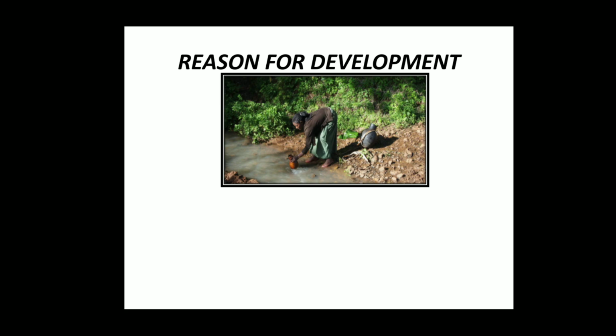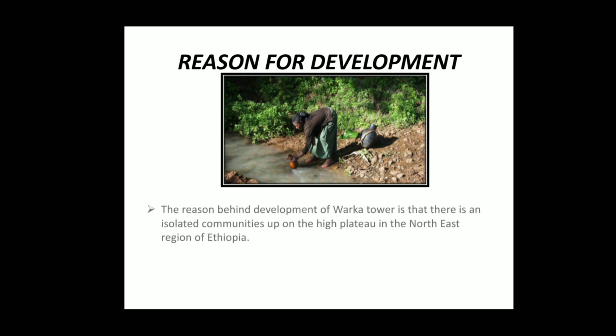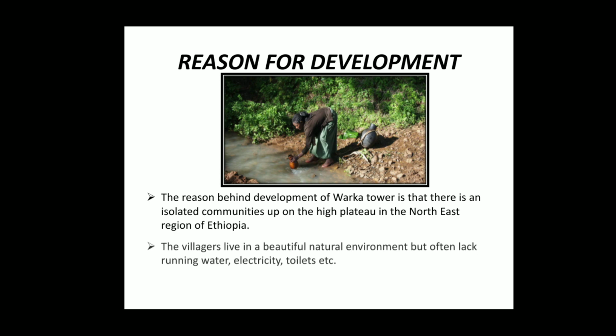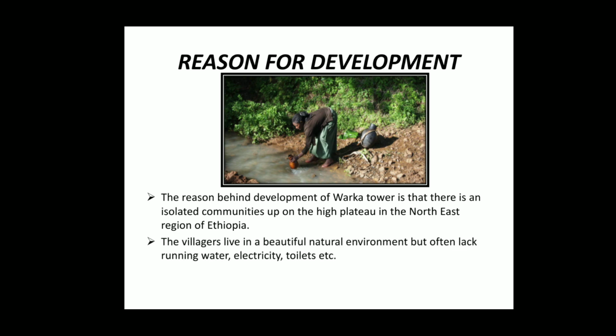The main reasons behind the development of this Warka Tower is that there is an isolated community up on the high plateau in the northeast Ethiopia, where we can witness a dramatic reality that is lack of potable water. The villagers live in a beautiful natural environment but often lack running water, electricity, toilets, etc. In order to solve these problems, Warka Tower was developed.